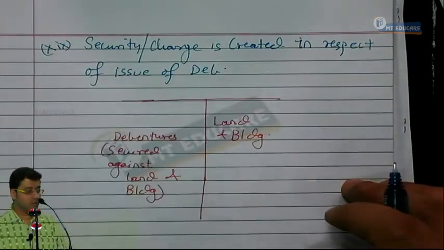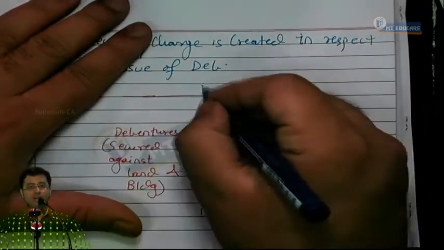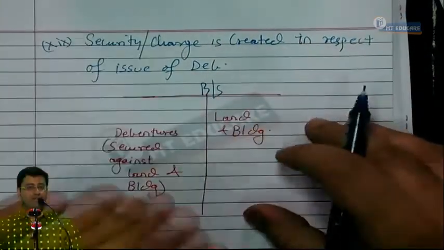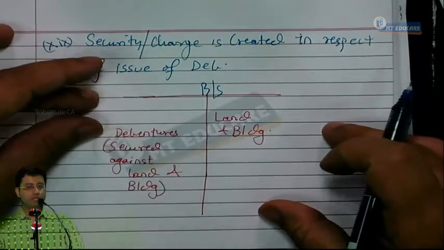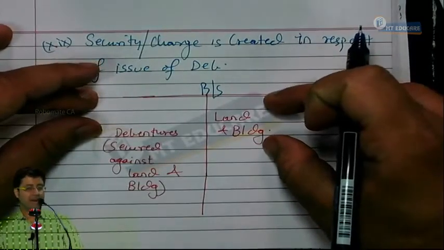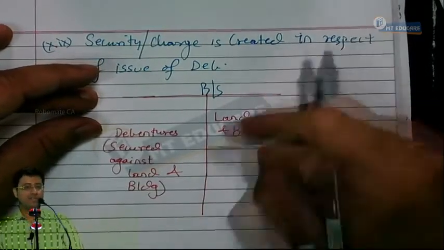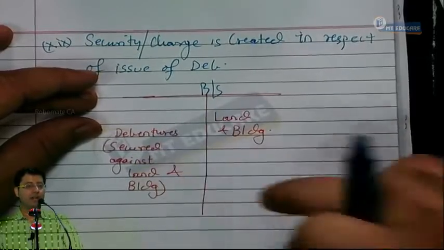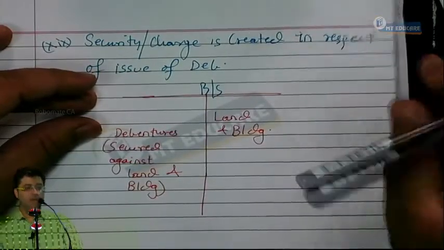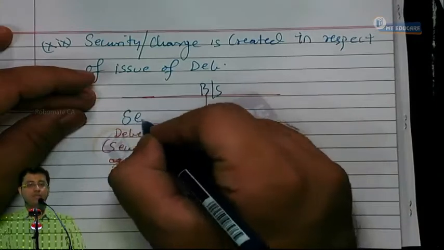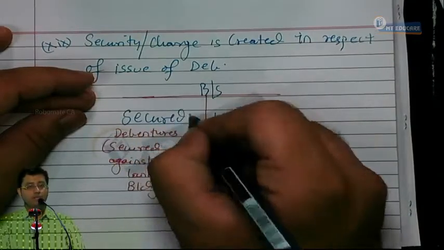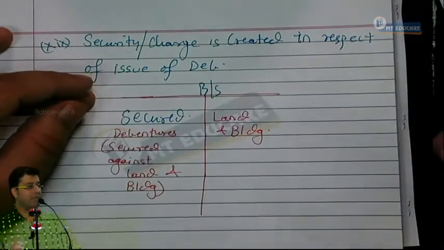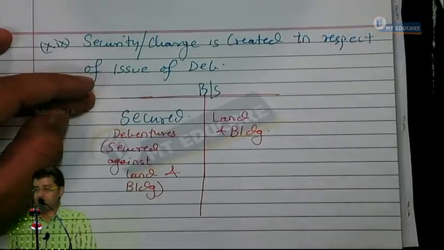What does it mean actually? Suppose let us take an example of an extract of a balance sheet in which debentures are given, and on the asset side land and building are given, and it is written that debentures are secured against land and building. That means the company has issued which debentures? Secured debentures. Though in India companies are allowed to issue unsecured debentures also.